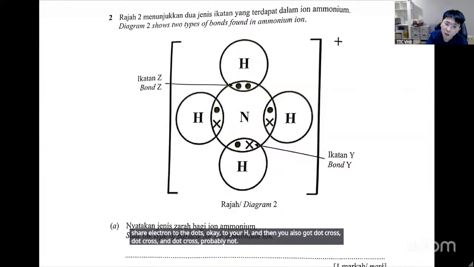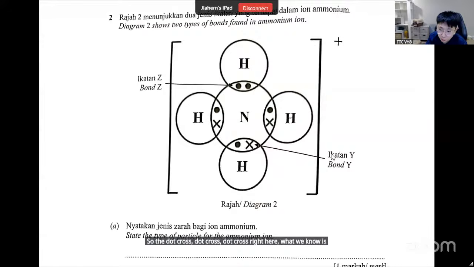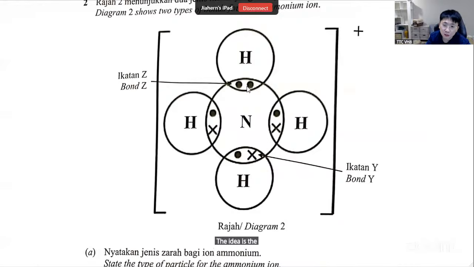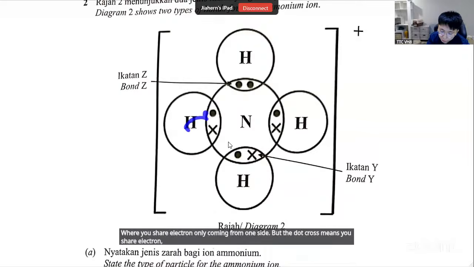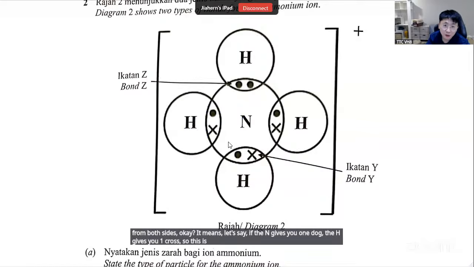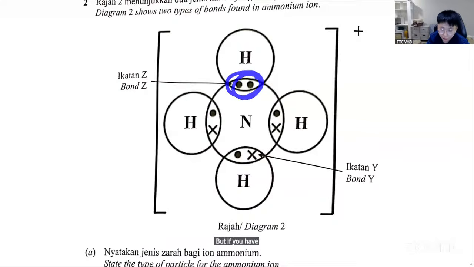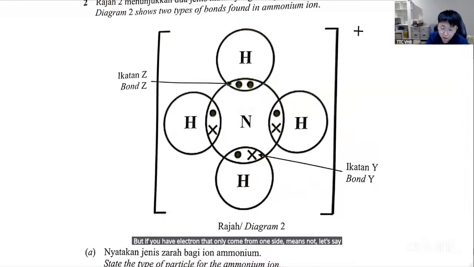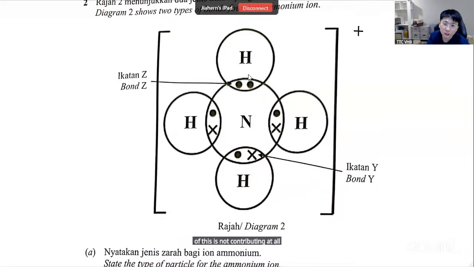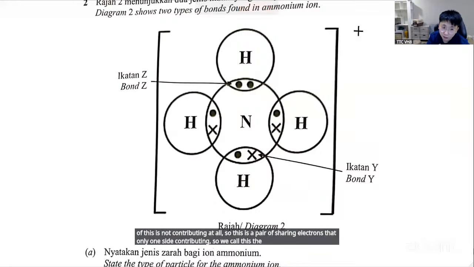The dot-cross right here is bond Y, and this is bond Z. The idea is that the two dots are where you share electrons coming from only one side, but the dot-cross means you share electrons from both sides. Let's say the N gives one dot and the H gives one cross. This is a normal sharing from both sides, which we call the covalent bond. But if the electrons only come from one side, say the dots are from nitrogen, so nitrogen shares two electrons but the H does not contribute at all, then this is a pair of shared electrons where only one side contributes. We call this the dative bond.